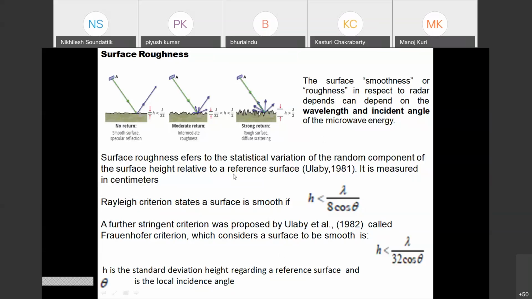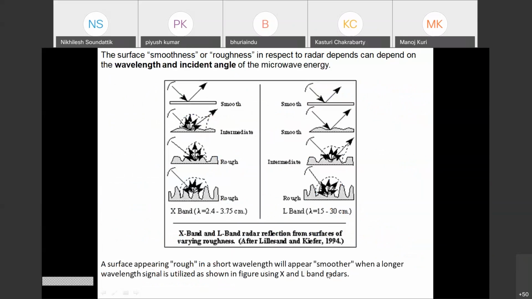Here there are two criteria that are often discussed. One is the Rayleigh criterion, and another is given by Ulaby, on the height variation. As I said, a particular surface may vary between X band and L band. It may be rough, and sometimes a surface that is smooth in L band may be of intermediate roughness in the X band.